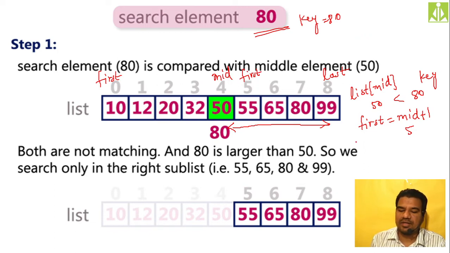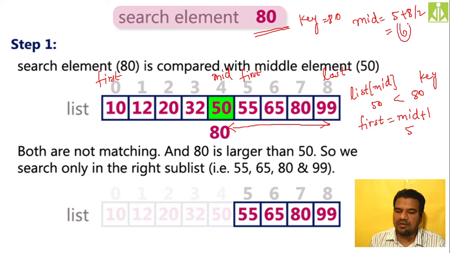So again calculate the new mid. Mid is equal to first plus last. 5 plus 8, how much? 13, isn't it? 13 divided by 2, which will be 6. So in the next iteration, my new mid will come over here at the 6th index. First is at the 5th index. Here we have first, mid here, and last here, like this.